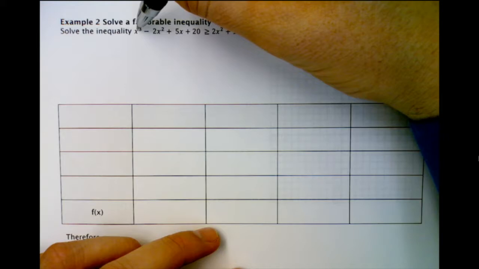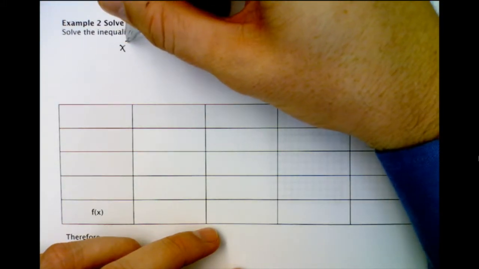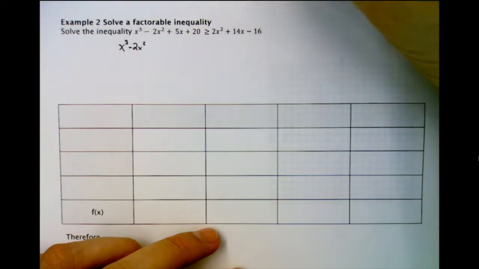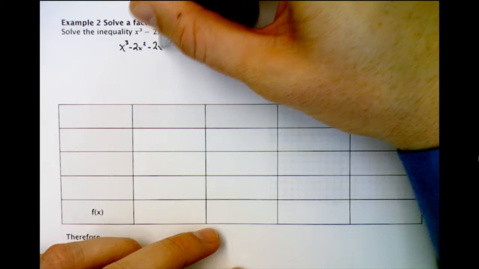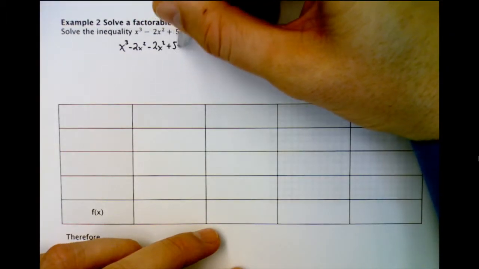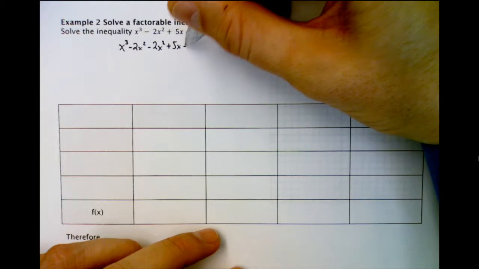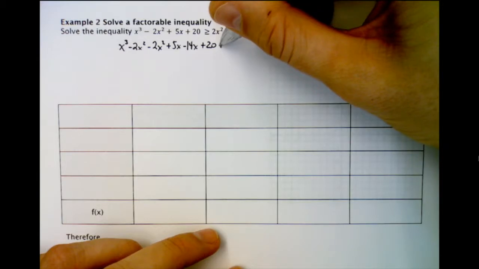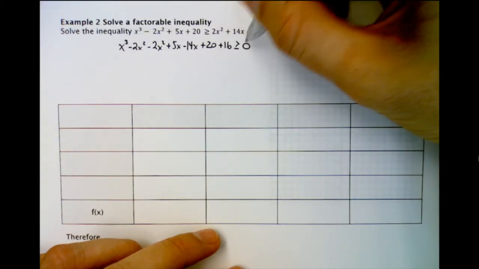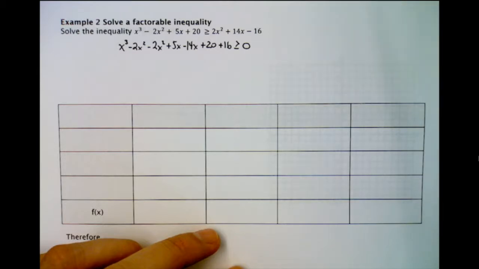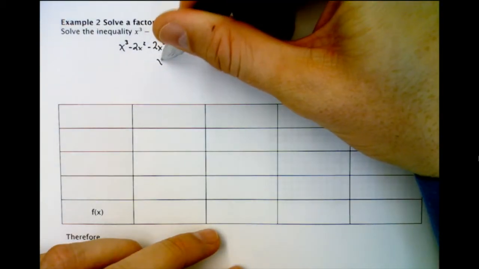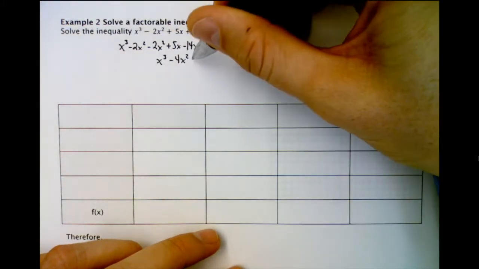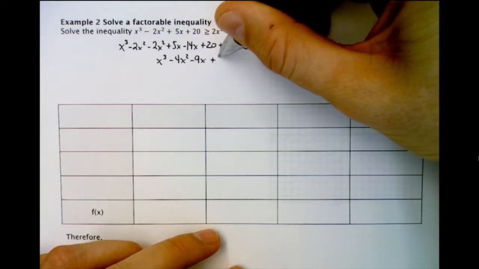So I'm going to start: x cubed is the only cubed term, so we have an x cubed. On the left side, we have negative 2x squared, and we're going to move the plus 2x squared to the left side, becomes negative 2x squared. We have plus 5x, we're going to move the 14x to make it negative 14x. We already have 20. We're going to move the negative 16. It becomes plus 16. And we're looking at when it's greater than or equal to 0 now. Add your like terms. You get x cubed minus 4x squared minus 9x plus 36.